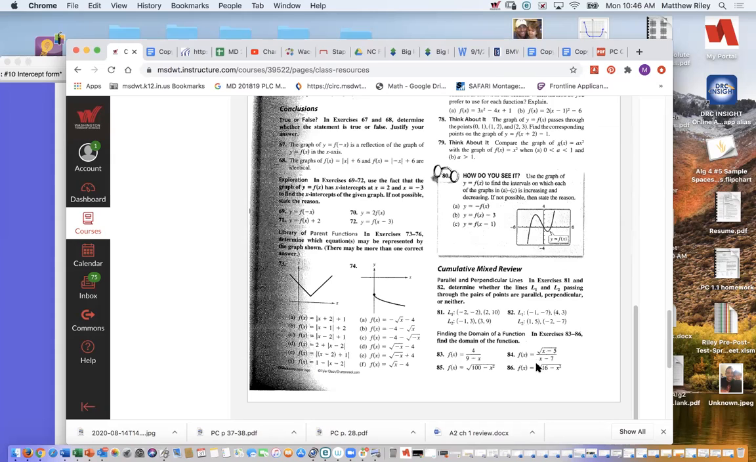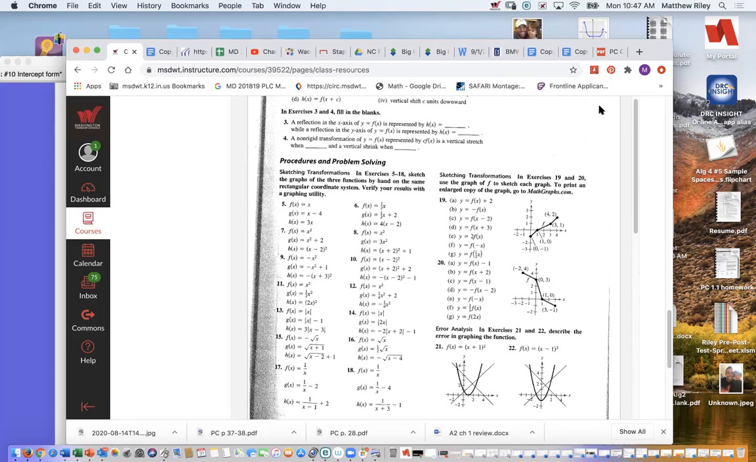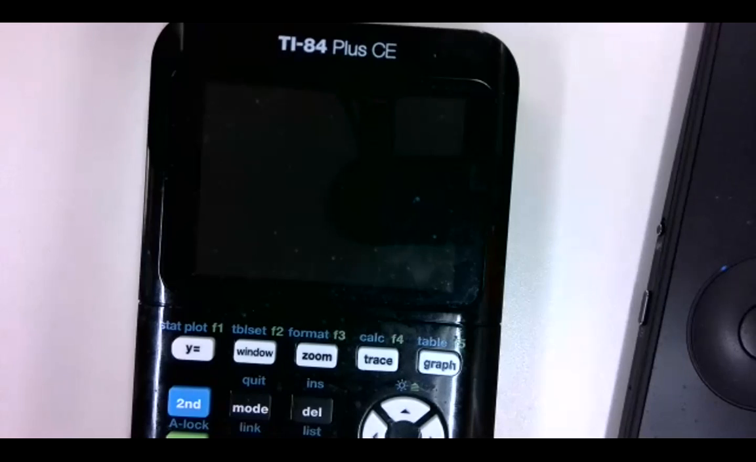Then the last part is 83, 84, 85, and 86. So those 4 are where you find the domain, and that's it. No range, just the domain. Let's go back up to this real quick. The absolute values on number 13. How do you do an absolute value?